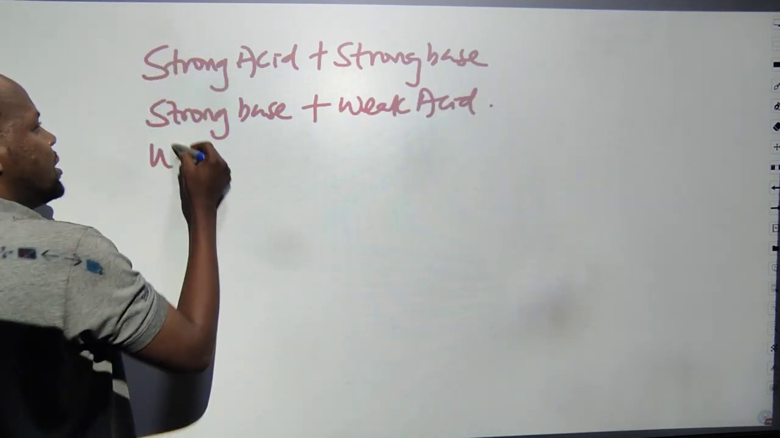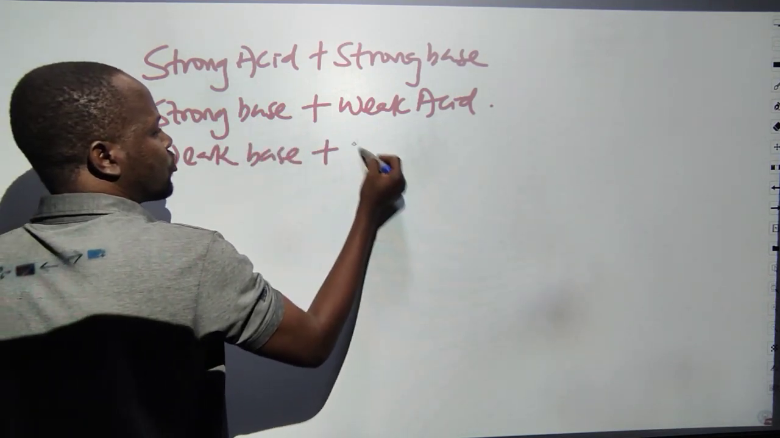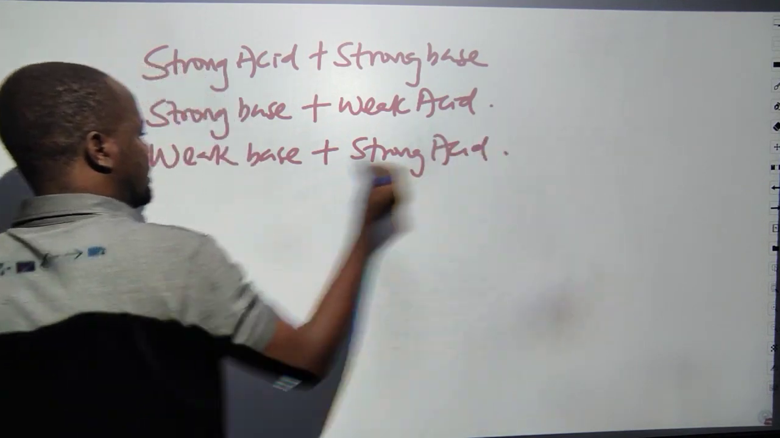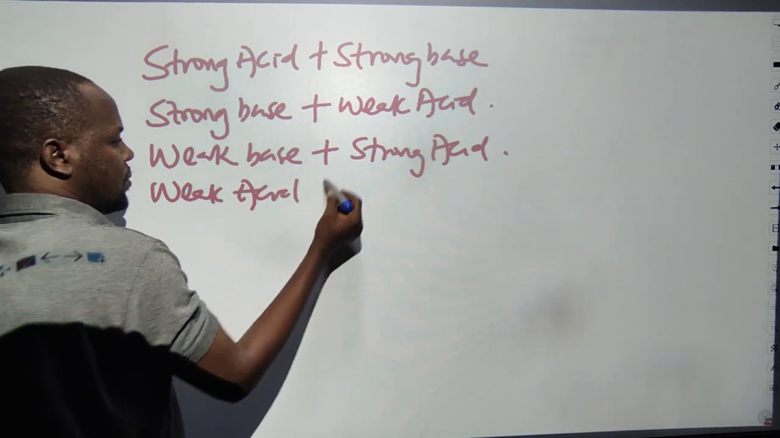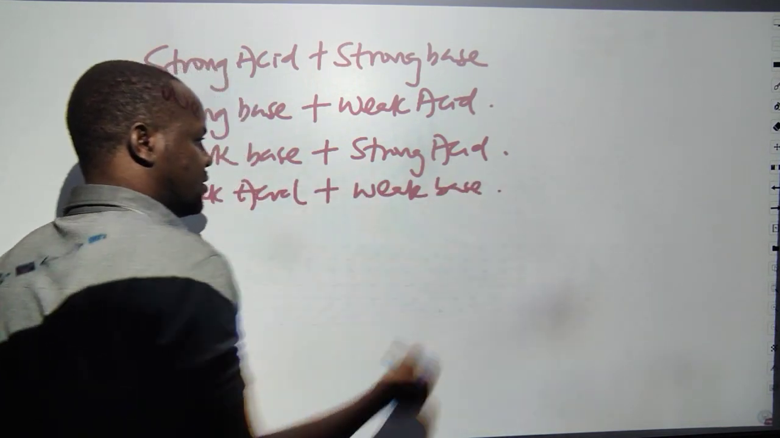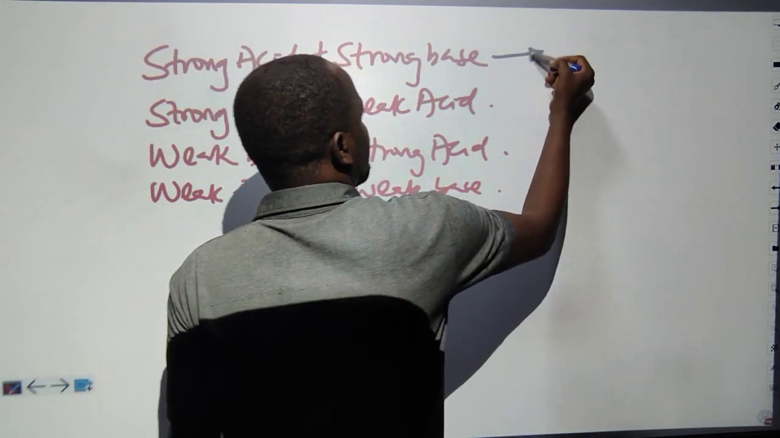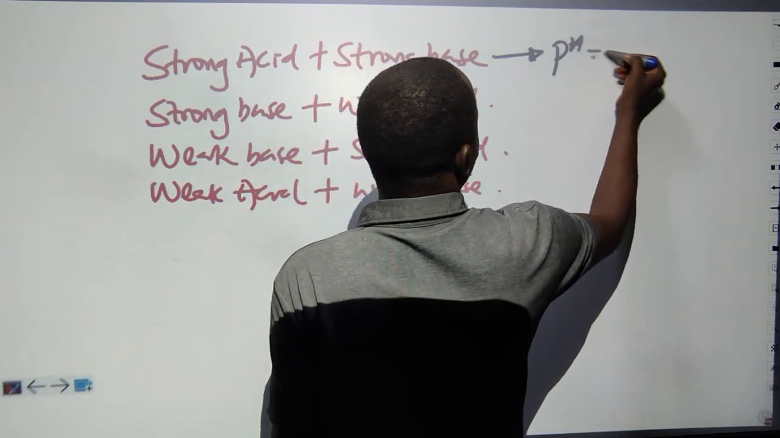You have a weak base and a strong acid. And the last one is weak acid and a weak base. So from what we just learned, we said a strong acid and a strong base, we are talking about pH. The pH will be equal to 7.